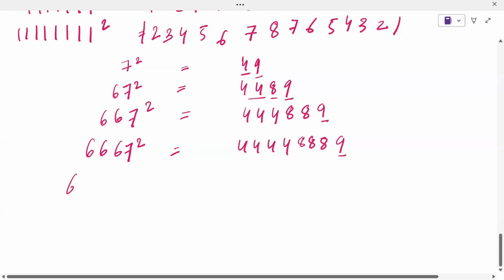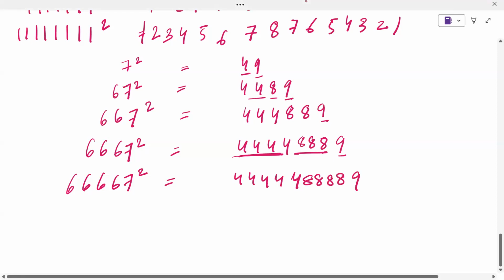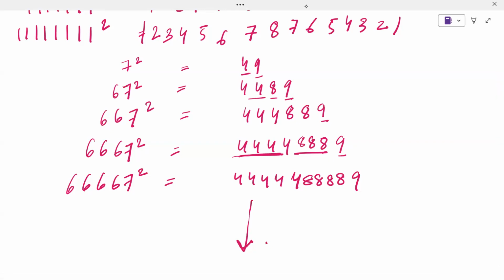Okay. Then 6, 6, 6, 6, 7 square. How many 4s? 5 fours. Yeah. It was initially 4 times. So now it should be 5 times 4. 8s, 4 times 8. 8, 8, 8, 8. And only 1 time 9. And then you can just keep on doing this pattern. Okay. Is this thing clear to both of you? Yes, ma'am. Okay, very good.